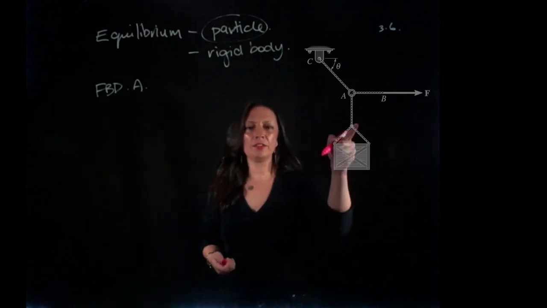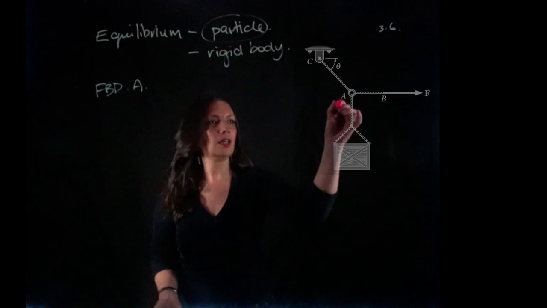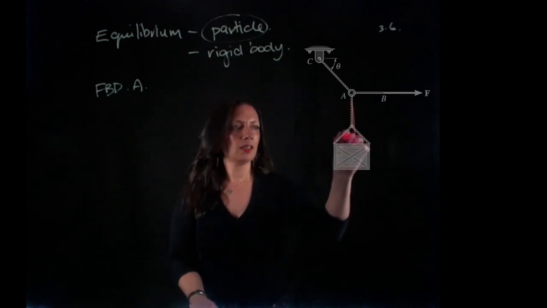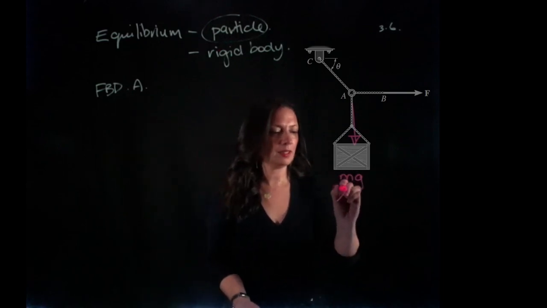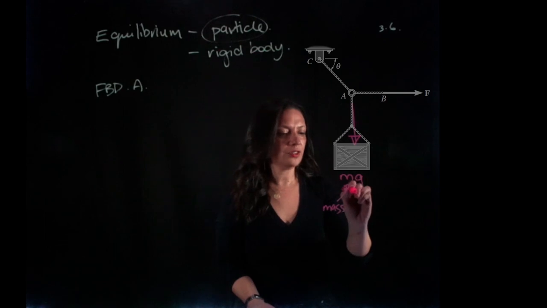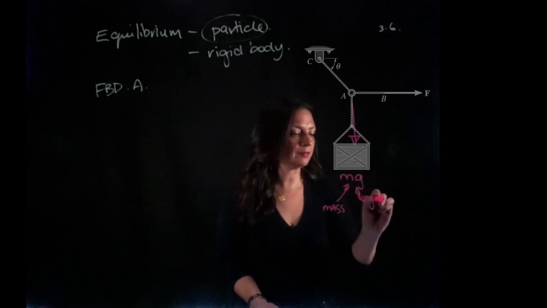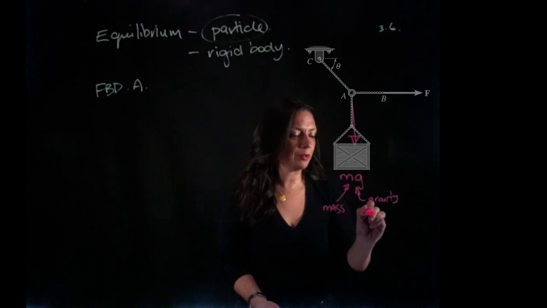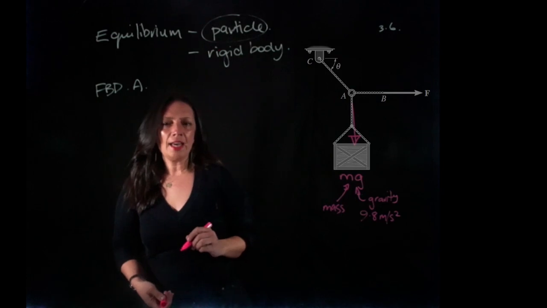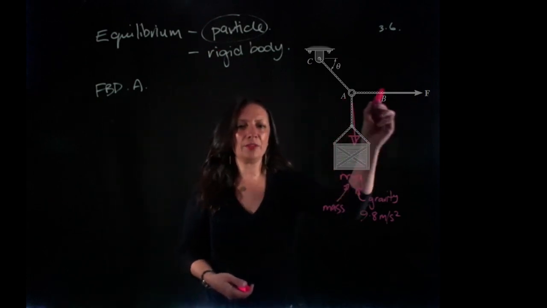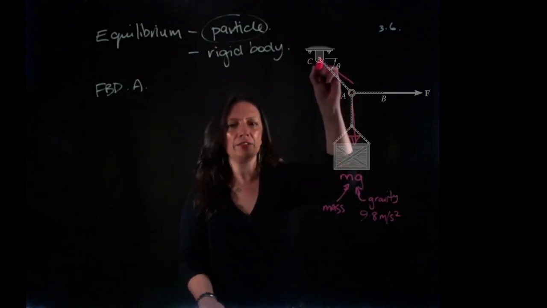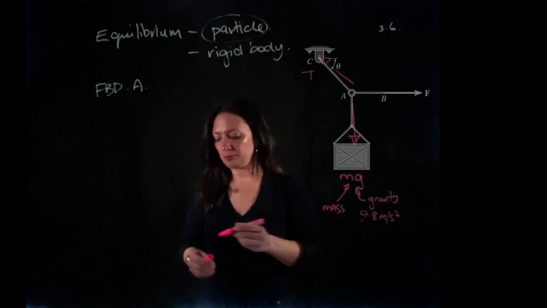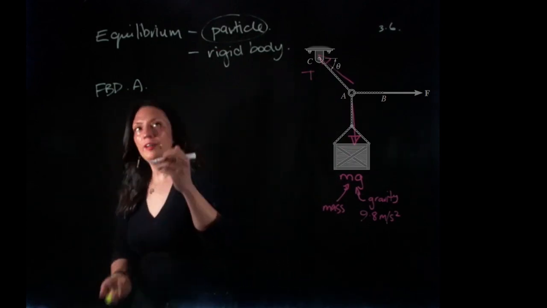Here we have a mass times an acceleration, so mg. m is the mass, and g is gravity, and we usually take it as 9.8 meters per second squared. And we have a force in the horizontal, and here we have a cable, so we're going to have tension in the cable. Let's draw our free body diagram.